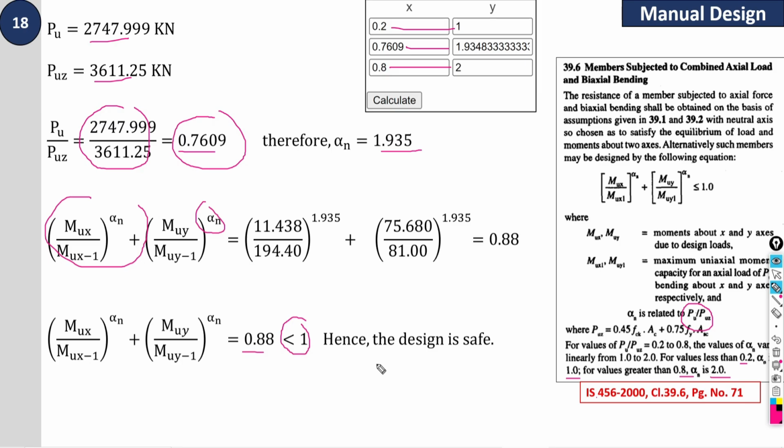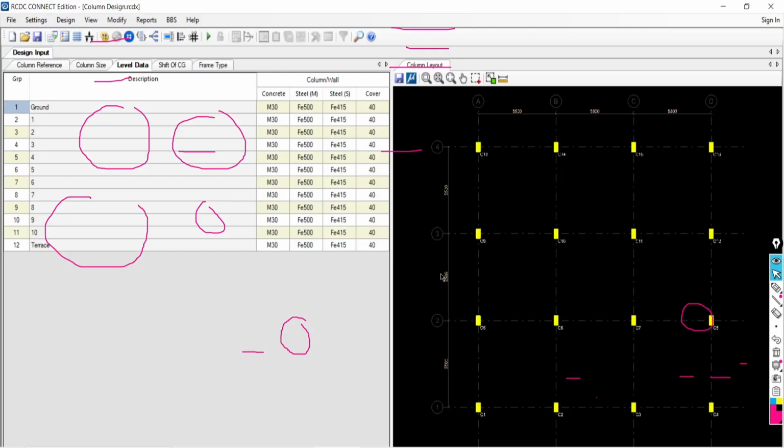Hope that you all understood the flexural design of your column element. Now we are going to see how you can approach this design with RCDC software. Suppose there are many columns present in your project, and doing all those designs manually is very hectic and very time consuming. You cannot do that. So that's why we have to take the help of RCDC software or any other software.